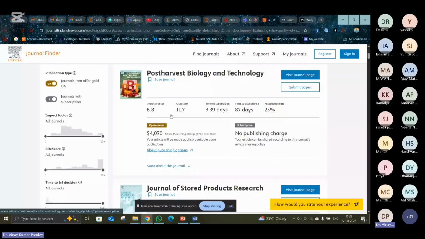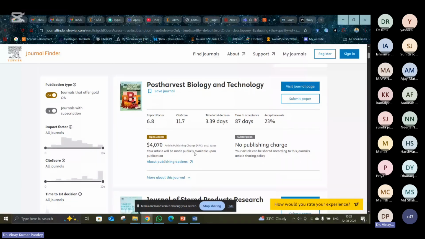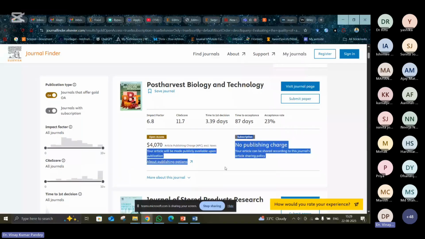Now, what is the difference between open access and subscription? Open access means you need to have this article processing charge in your bank account to pay this kind of fees, like $4,070. It's almost like 3.9 lakhs, right? Obviously, we cannot pay that. So yes, we have this option, no publishing charges. So we'll go with the subscription. So this journal is called a hybrid journal, where we have both the options.